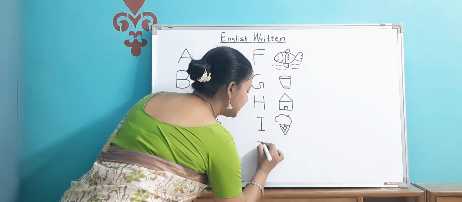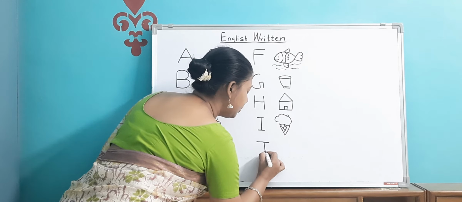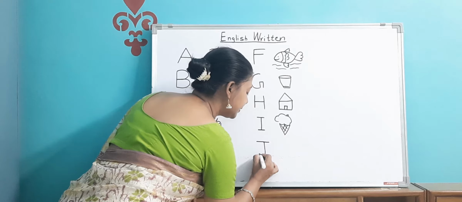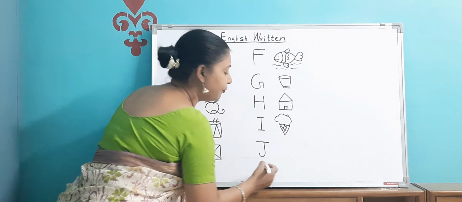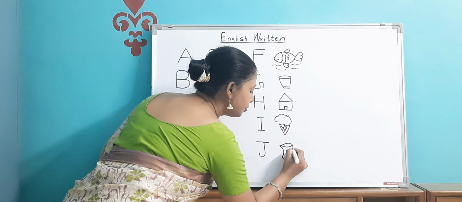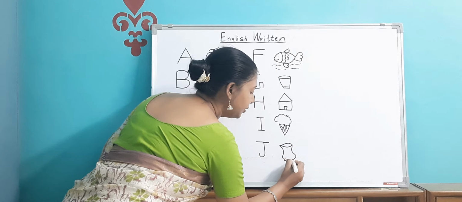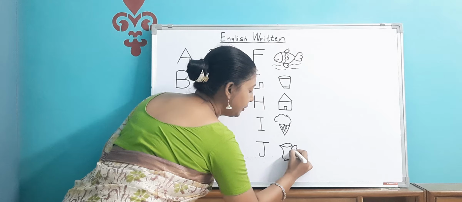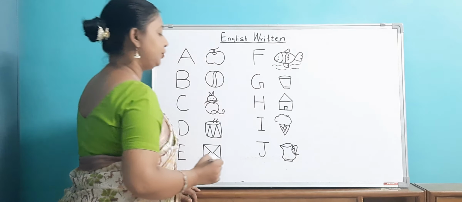After I comes J. You draw the sleeping line, then a standing line, and make a curve like this. So it will become J. J for jug, or J for joker is also there, but we will draw only jug. This is J for jug.